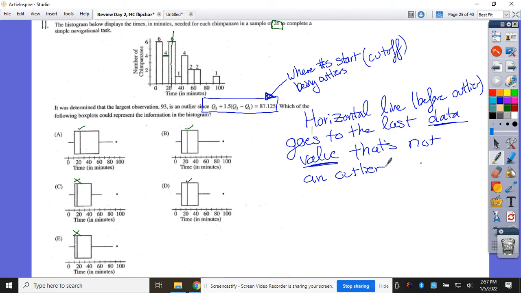We know it's below what? Our last data value is below what? That's not an outlier. 70. Below 70. So this one went too far, too far, too far. So our only option left is D.